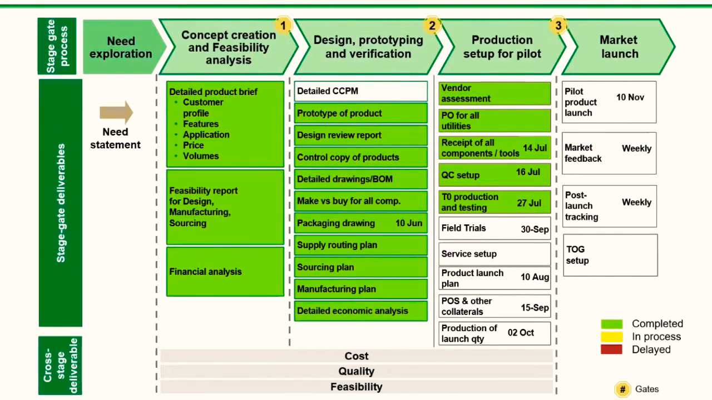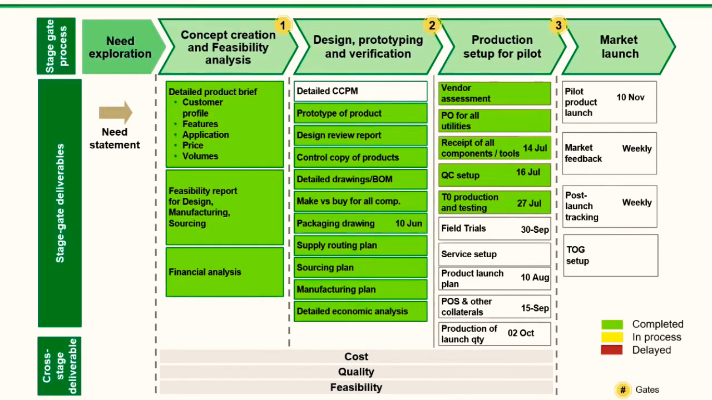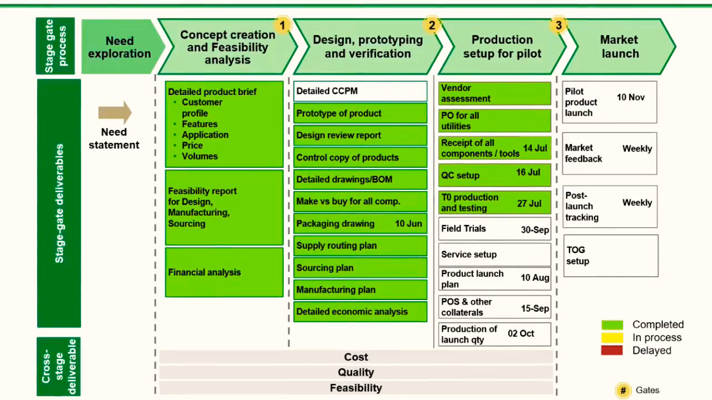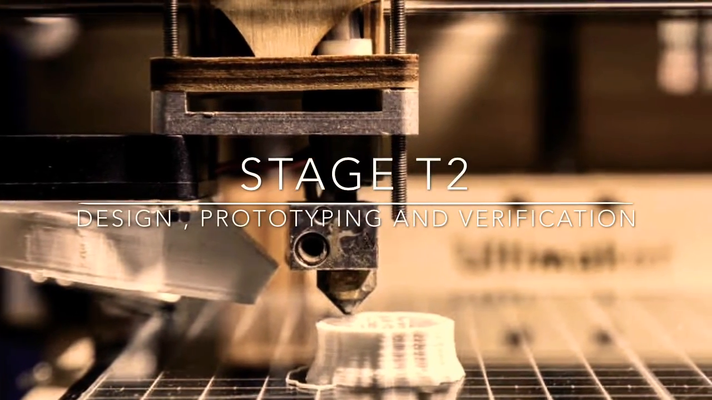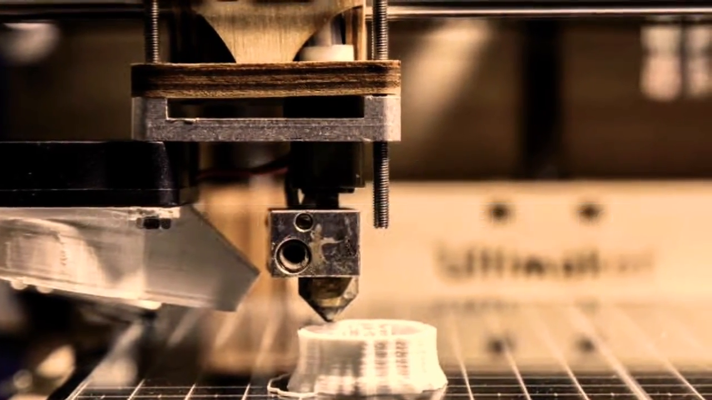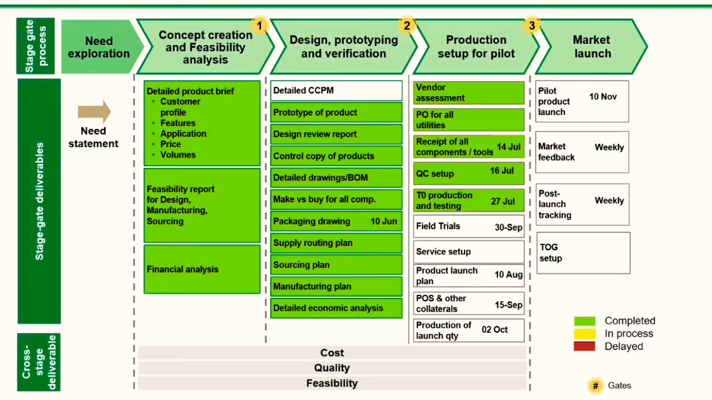Note, if the financial analysis is on positive side, we pass stage 1. If it is on negative side, we have to stop at stage 1 itself. Now we enter into stage T2, which is design, prototyping and verification. In this stage, we make a detailed CCPM, which is a tool for project tracking.